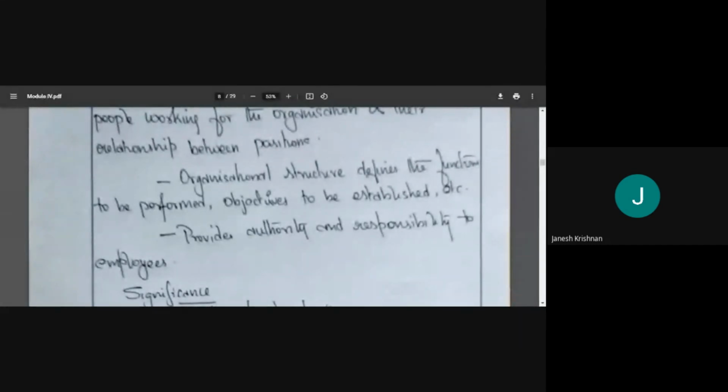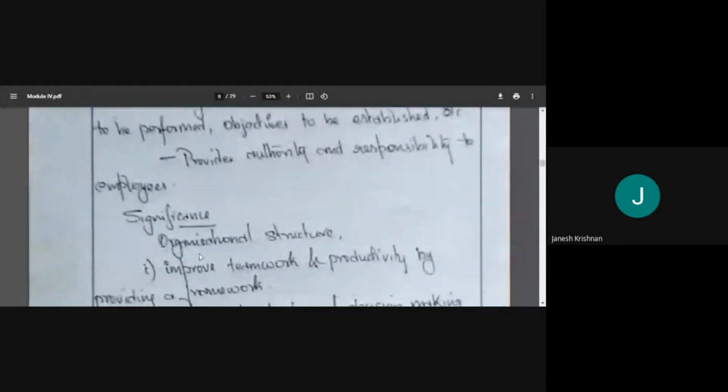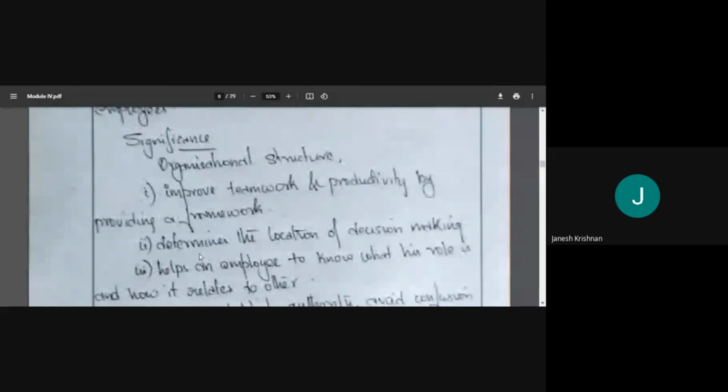The project coordinator can decide the date. Everyone has to present their work on this particular date. Authorities are given to authorities and responsibilities are given to the employee. Right? Now, what is the significance of the organizational structure?